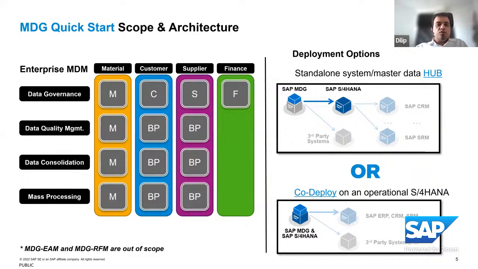One thing important to note, the focus of MDG Quick Start is the standard domains. We've got requests from customers asking us if we can also expand it into EAM and RFM domains, but we have not done that so far because we have other priority topics to look at, right? MDG Quick Start is focused on materials, customers, suppliers, and finance, and the business partner data model underneath, right?